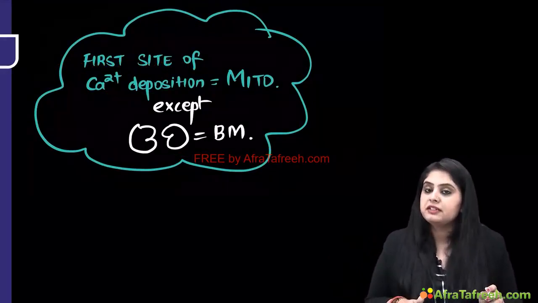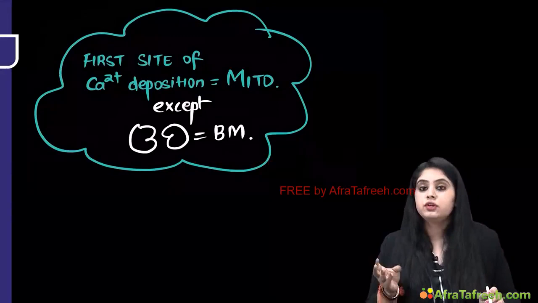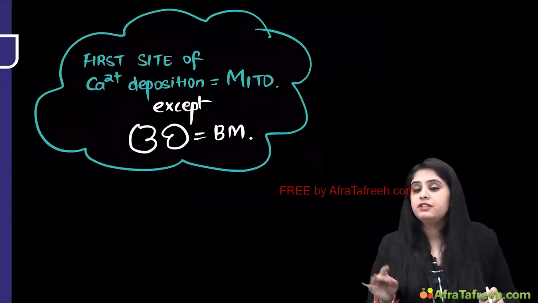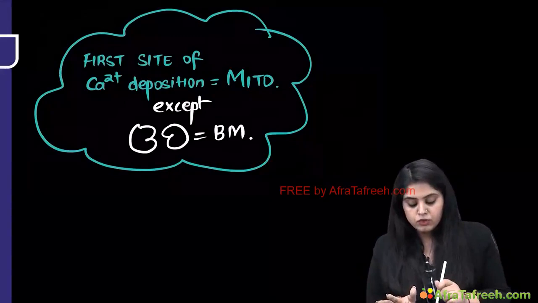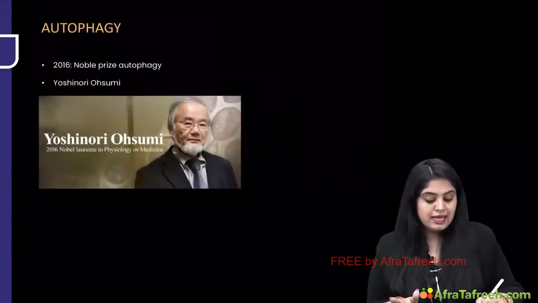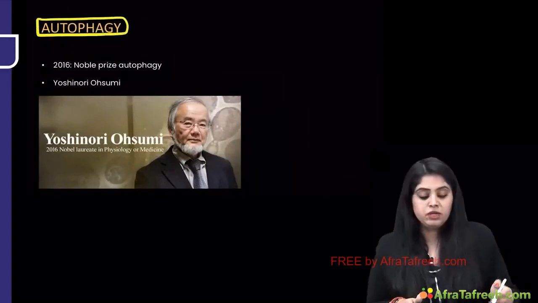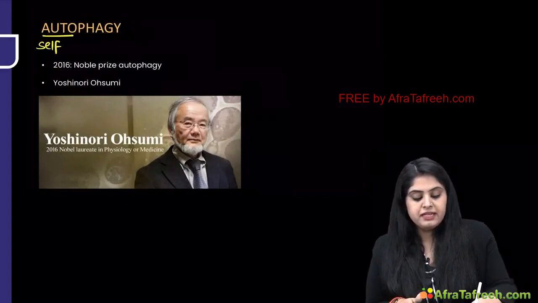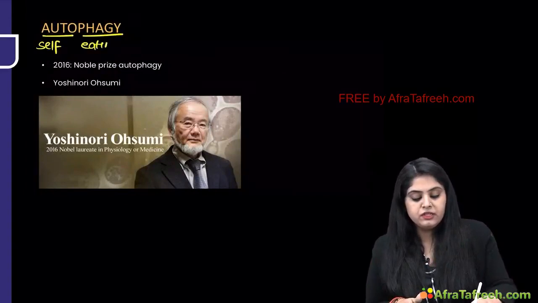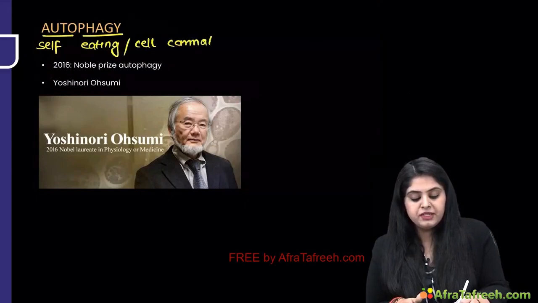I hope everyone is clear with intracellular accumulations, your glycogen, lipid, everything to do with pigments, calcium, everything is sorted, so that now we can move on to the next topic for all of you, and that is going to be autophagy. Autophagy means what? Break the term and you'll finalize. Auto means self, and phagy means eating. So either they are going to call it self-eating or they are going to call it cell cannibalism.